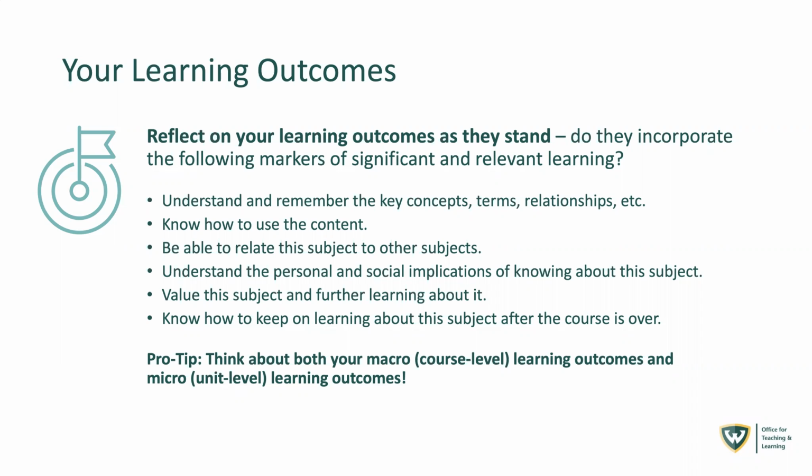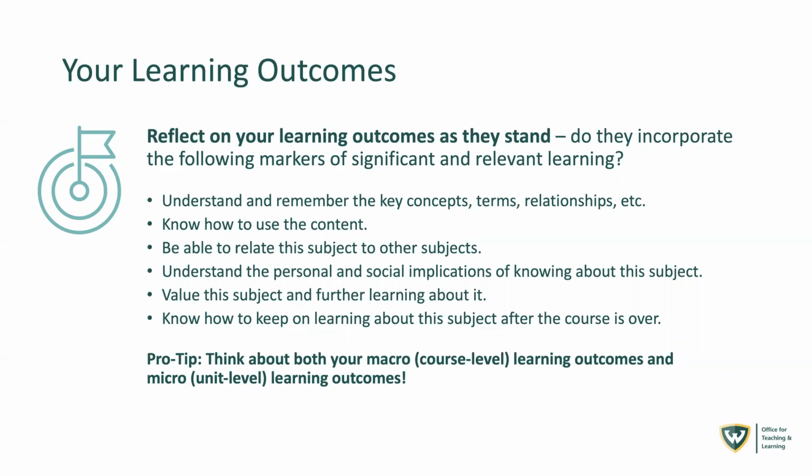And a really good piece of advice would be to think about your objectives on a macro and a micro level. The macro level would be the semester or course level, right? So what should the students be able to do by the end of the course or throughout the course? And then the micro unit level learning outcomes are more specific learning outcomes for an activity, for a lecture, something like that.